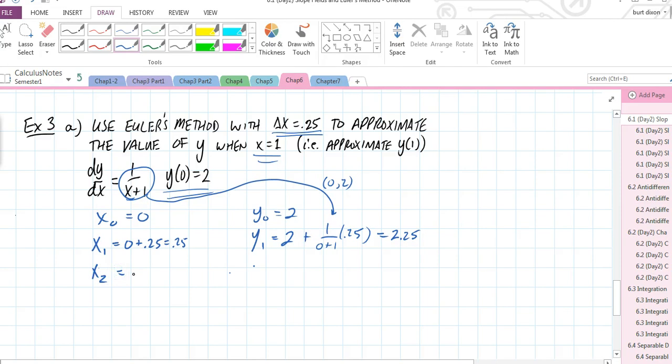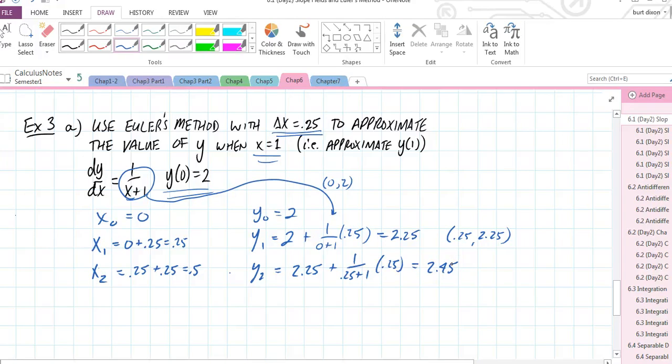Repeating that process again, I'll take my previous x value plus my change in x, that's now going to be 0.5. My new y value is my previous y value, 2.25, plus the slope at the previous point. Now remember, the previous point is 0.25, 2.25. That's my x1, y1. And so the slope at the previous point is now 1 over 0.25 plus 1 times our change in x, which is always 0.25 for this problem. And that gives us a new y value of 2.45.